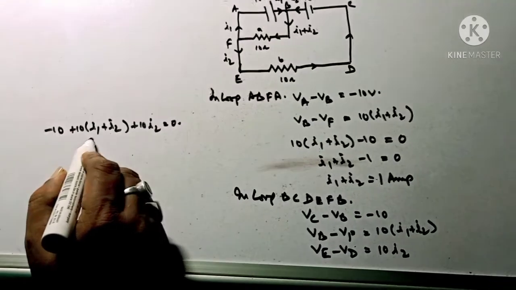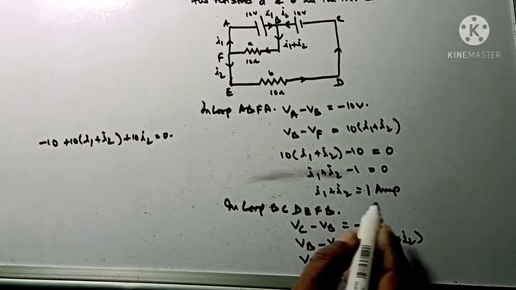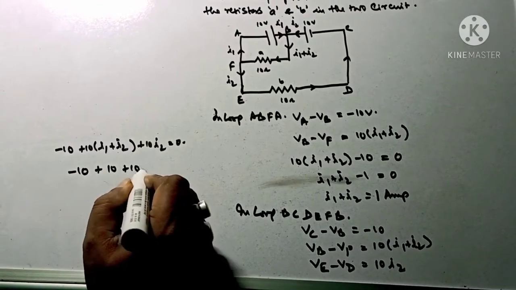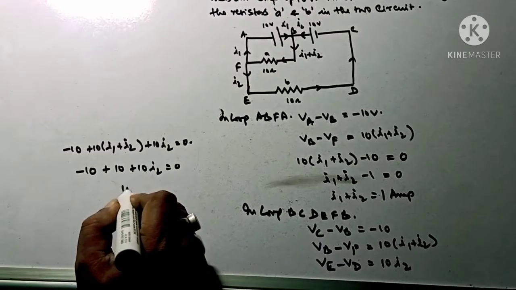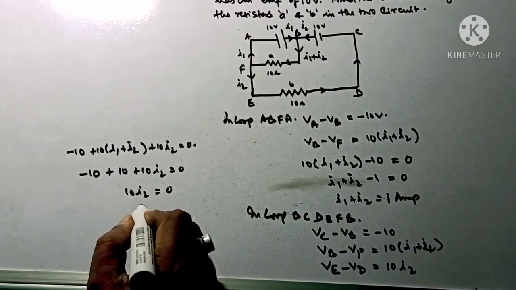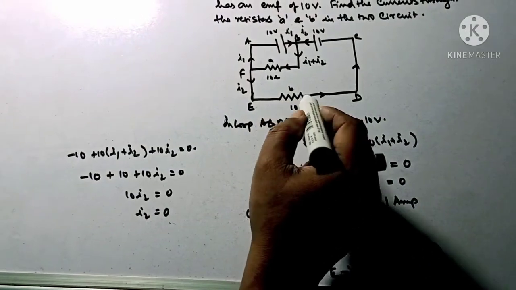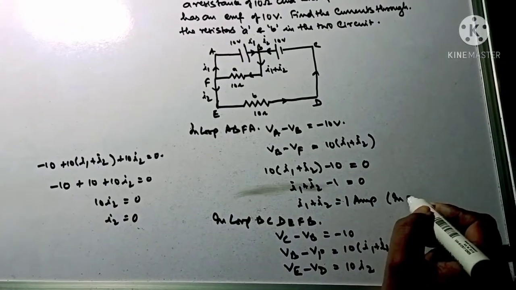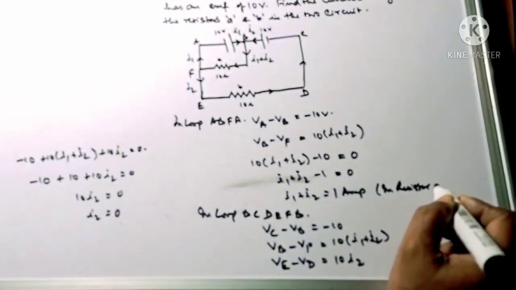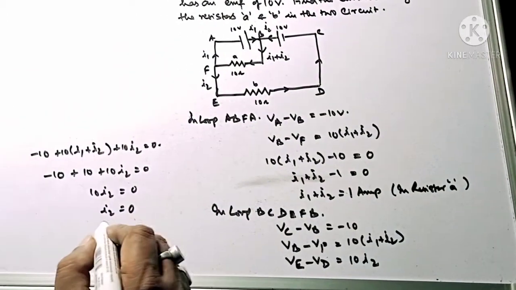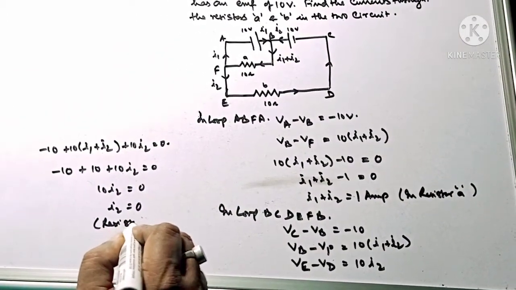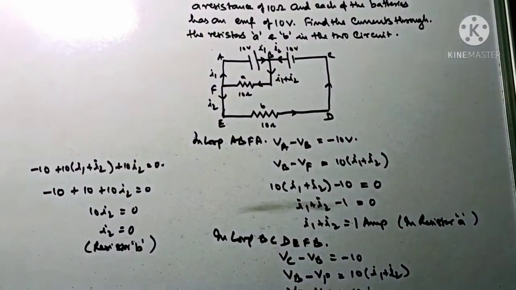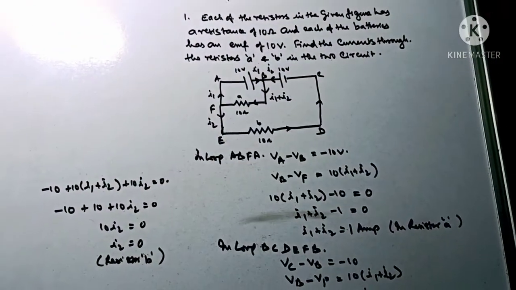Here you see that I1 plus I2 is 1 ampere. So minus 10 plus 10 plus 10 I2 will be 0. This is 0, so 10 I2 will be 0. So I2 will be 0. In resistor B, the current will be 0, and in resistor A, the current will be 1 ampere. If you take the junction points, it will be very easy for you to show the flow of the current. So this is your answer.